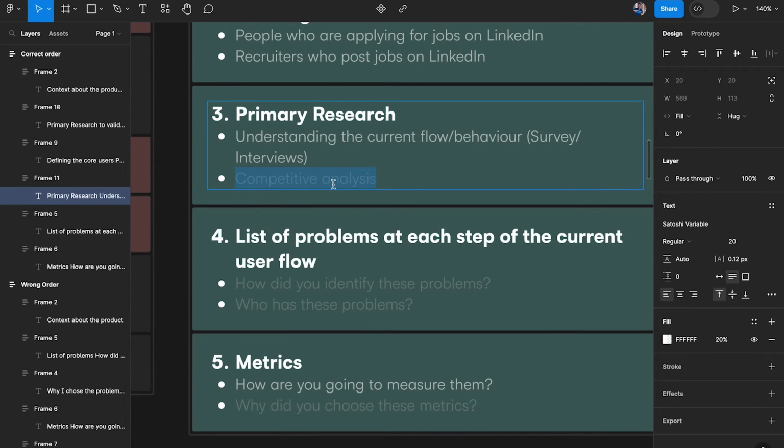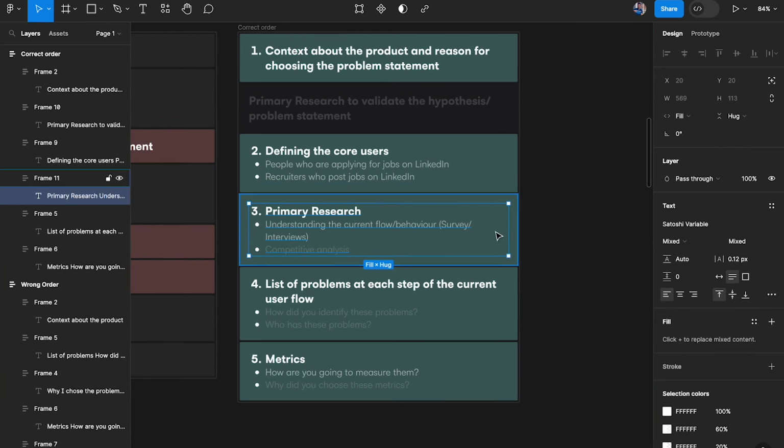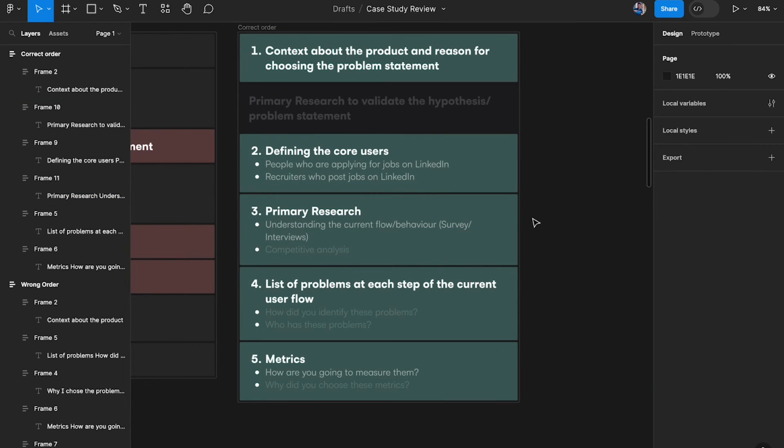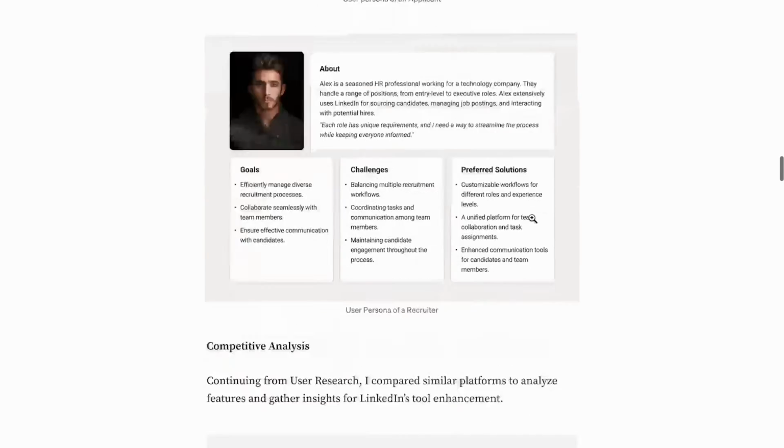So this is still a bit unclear for me, the competitive analysis part. And of course, it doesn't come under primary research. This comes under secondary research, but I'm going to leave it like that for now, okay? So this is the right order you need to follow. This is the right story. Okay, so let's move on, okay?